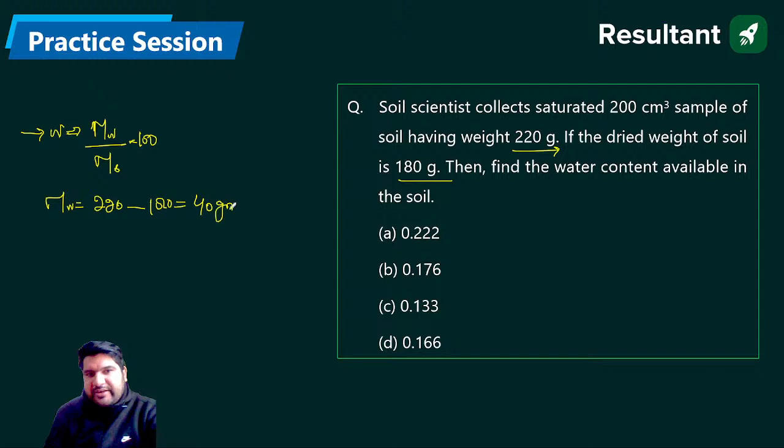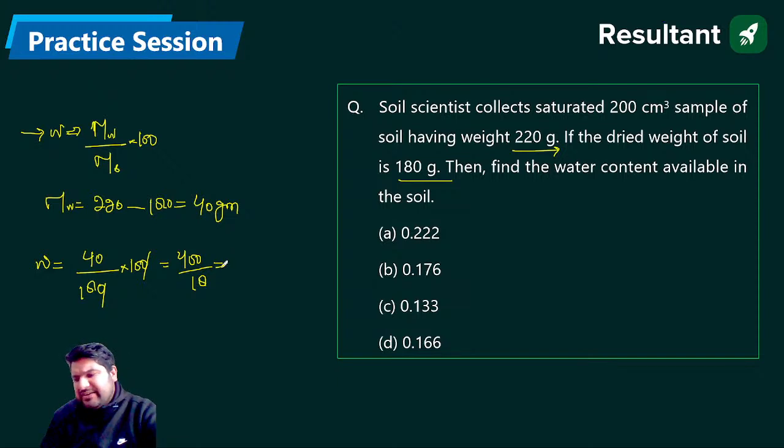Weight of the water will be 40 grams. So water content will be 40 grams upon mass of the solid, that is 180 grams. Because it is dry, there is only the mass of the solid, multiplied by 100. So 40 by 100, it will be 400 by 18. So it is in percentage now.